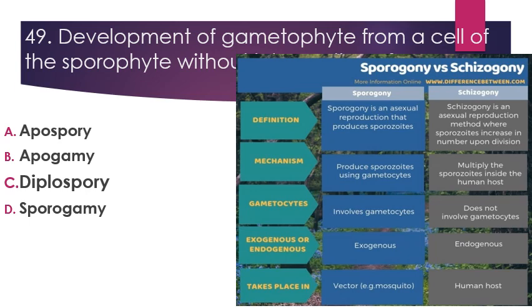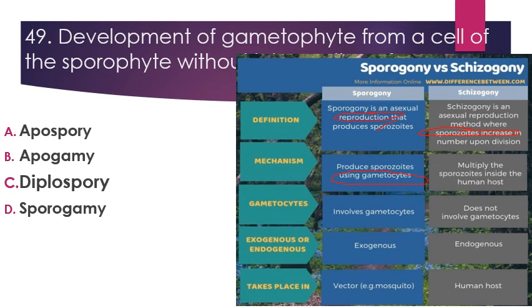Next, we have different terms, that is sporogony and schizogony. Sporogony, this term is used in case of some parasites like mosquito. So sporogony is a sexual production that produces sporozoites, while schizogony is an asexual production method where sporozoites increase in number upon division. This sporogony produces sporozoites using gametocytes, while this schizogony multiplies the sporozoites.